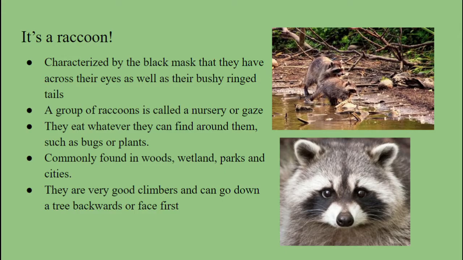This is a raccoon. Raccoons are characterized by the black mask that they have across their eyes as well as their bushy ringed tails. A group of raccoons is called a nursery or gaze, and they can eat whatever they find around them, such as bugs or plants. Due to this flexibility in diet, raccoons can be found in many places, such as the woods, wetlands, parks, and cities. These creatures are very good climbers and can climb down a tree backwards or face first.